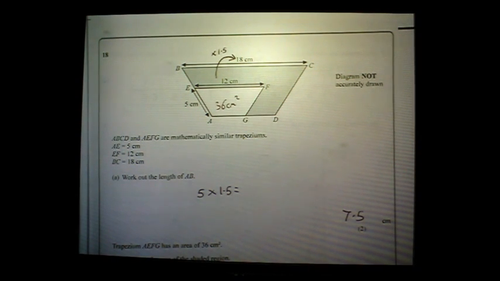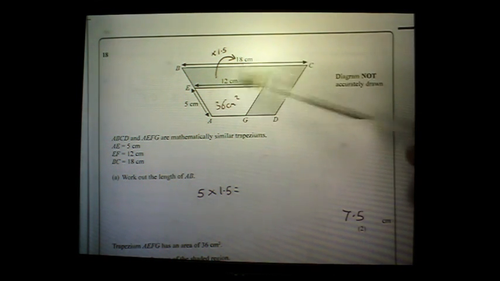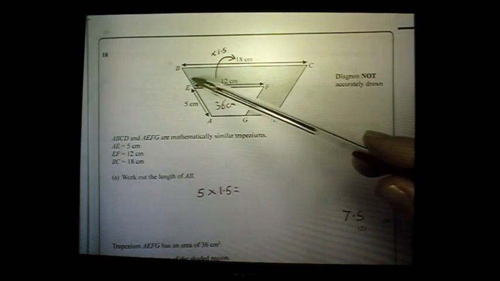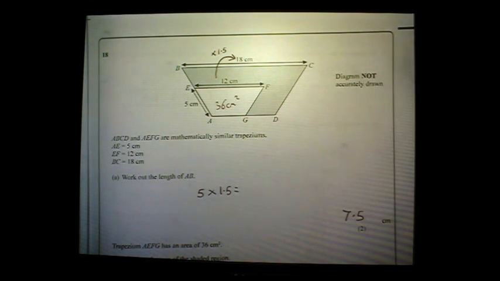Okay, question 18. A, B, C, D and A, E, F, G are mathematically similar trapeziums. That means that all the side lengths are related to each other. So for example, to go from 12 to 18, you times by 1.5. So that means you times 5 by 1.5 to get the length of AB, this side here. That's what similar shapes mean.